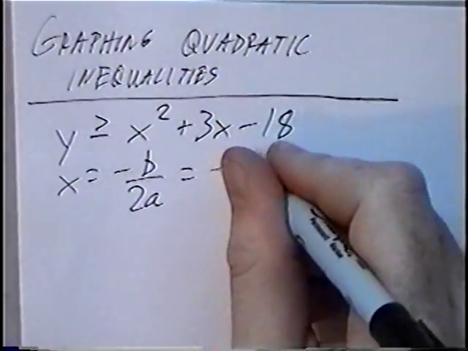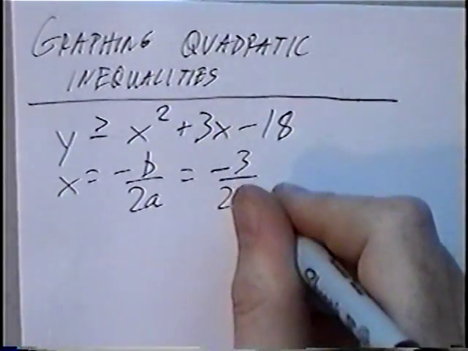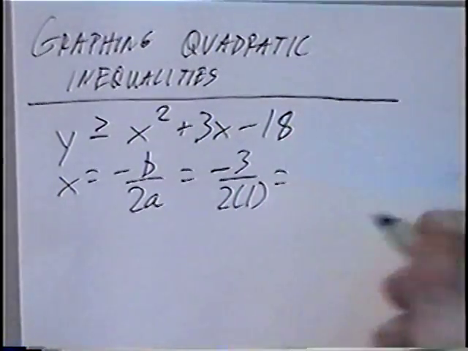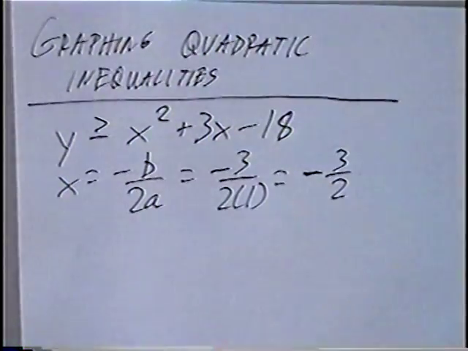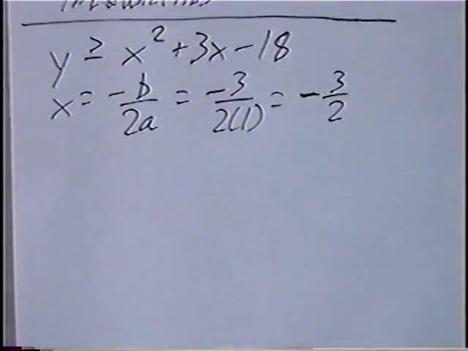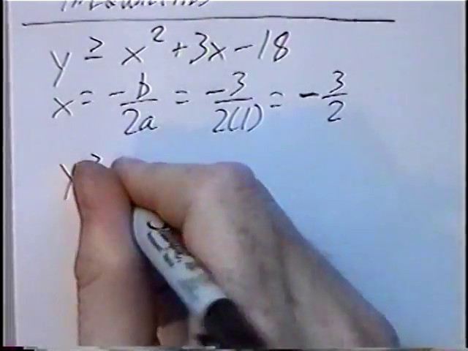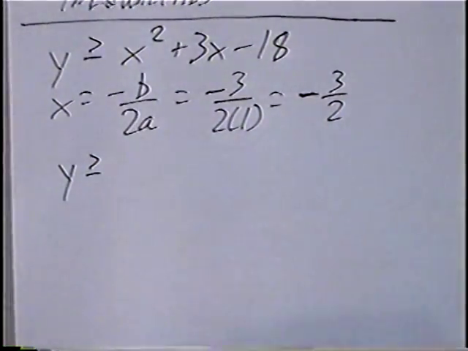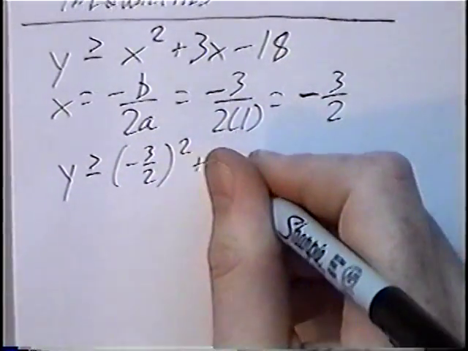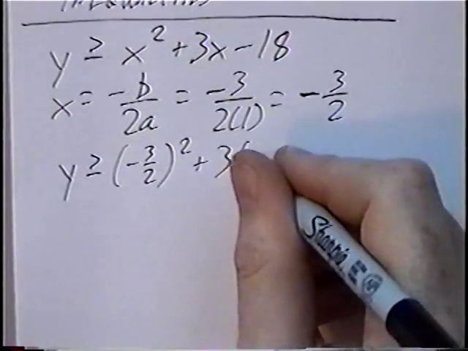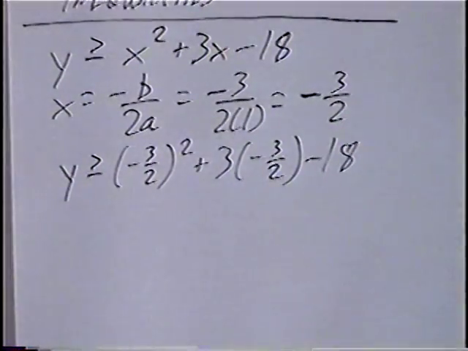Negative b would be negative 3 divided by 2 times a, and a would be 1. So the x value of the vertex in this question would be negative 3 over 2. Plugging this back in, we can solve for y. X squared, or negative 3 over 2 squared, plus 3 times negative 3 over 2 minus 18.